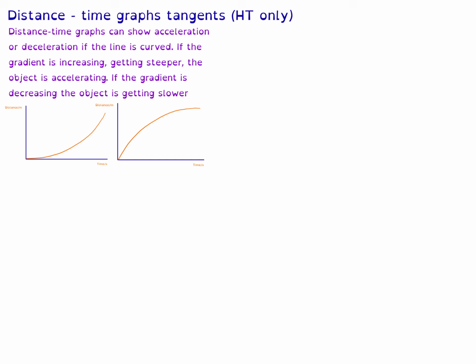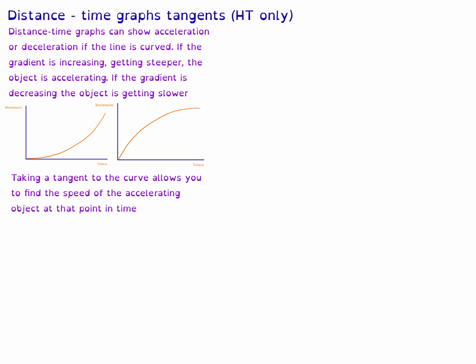Distance-time graphs can show acceleration or deceleration if the line is curved. If the gradient is increasing, getting steeper, the object is accelerating. If the gradient is decreasing, the object is getting slower. Taking a tangent to the curve allows you to find the speed of the accelerating object at that point in time.